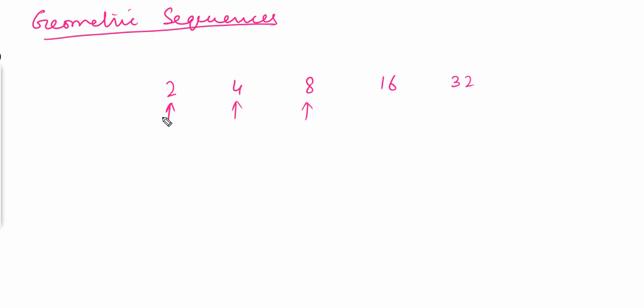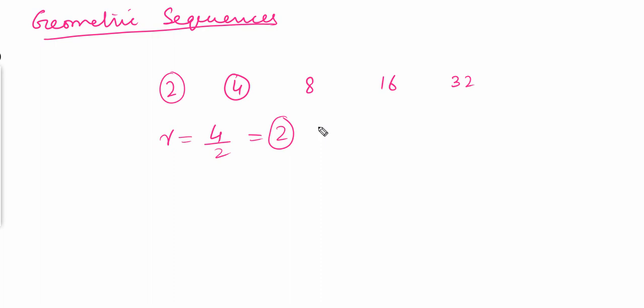So what's happening here? In this sequence, each term is being multiplied by a number to get the next term. In order to find that number, we divide the second term by the first term. So in this geometric sequence, to find the common ratio that we represent with r, we have to divide the later term by the previous term. So it will be 4 divided by 2, so we'll get 2.